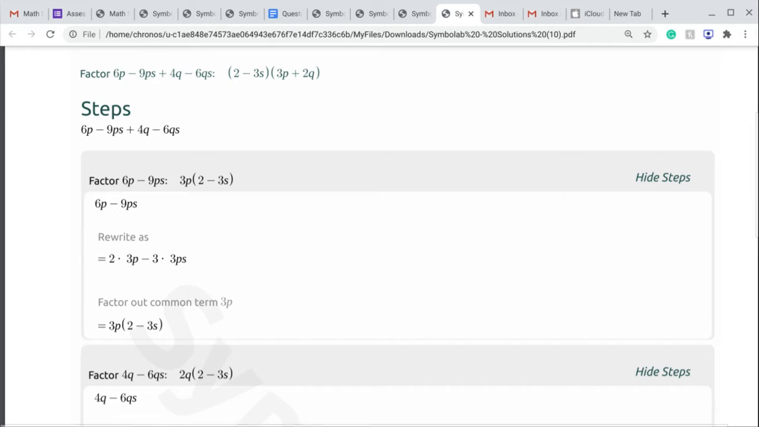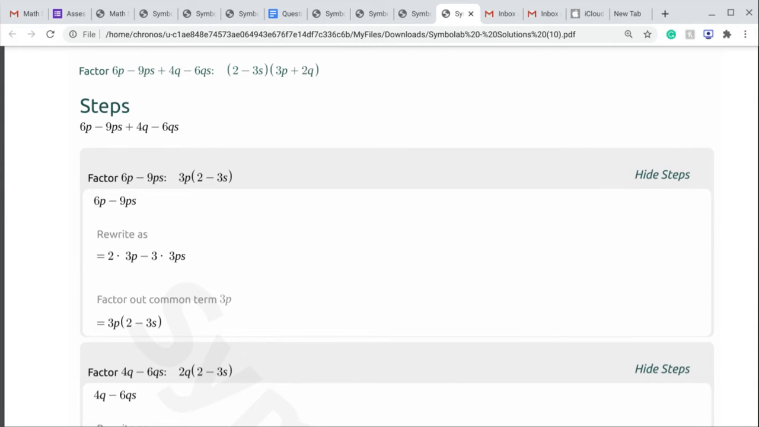So we're looking essentially for values that are shared and grouping terms based on that. Now we see that 6p and 9ps share a p, so we can group those together. When we group 6p minus 9ps, we rewrite it and factorize it: 2 times 3 is equal to 6, 3 times 3 is equal to 9. So we break it down to multiples of that number.